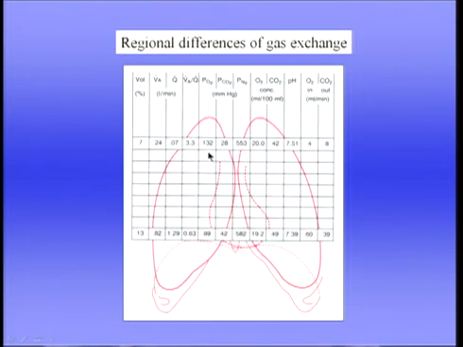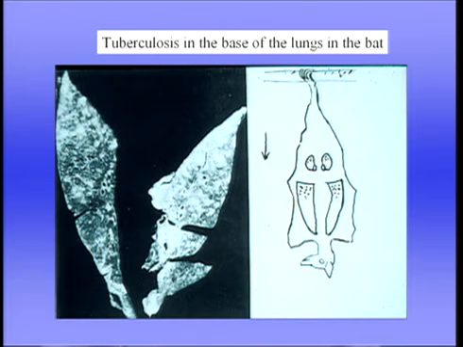And incidentally, let me show you a little bit of light relief here. A Swiss pathologist a number of years ago looked at the distribution of pulmonary tuberculosis in bats and showed that apparently it was more common at the base of the lung. That's because the bats spend most of their time hanging upside down. I've never seen that reproduced or confirmed, but it's a very colorful indication.